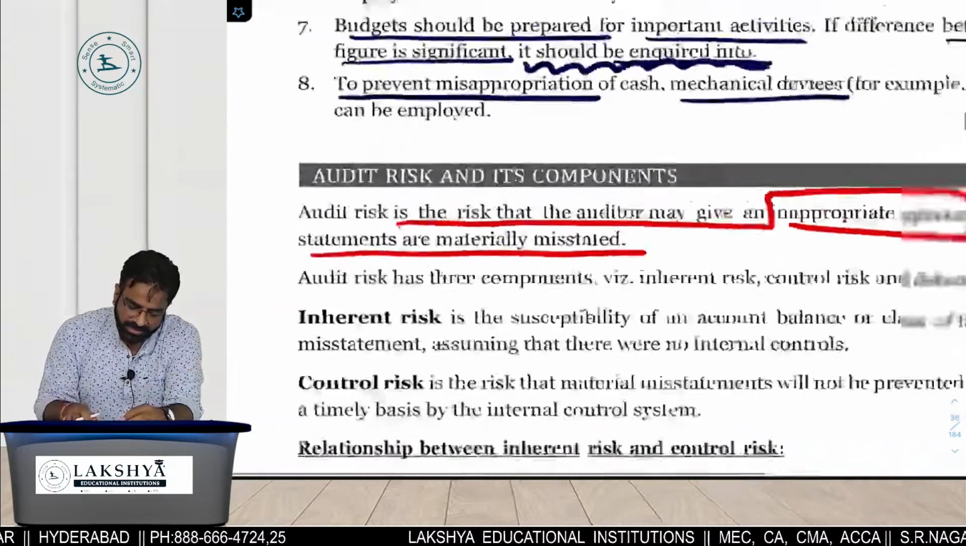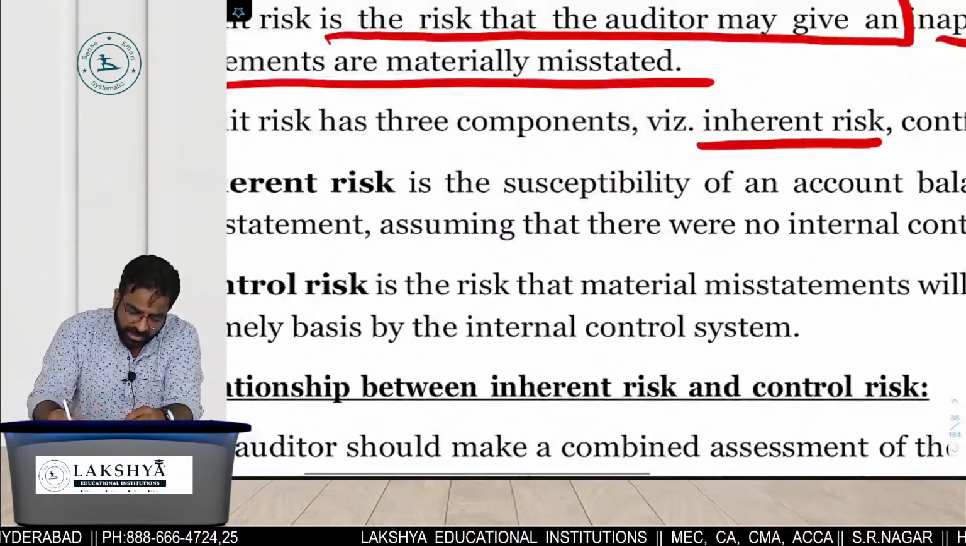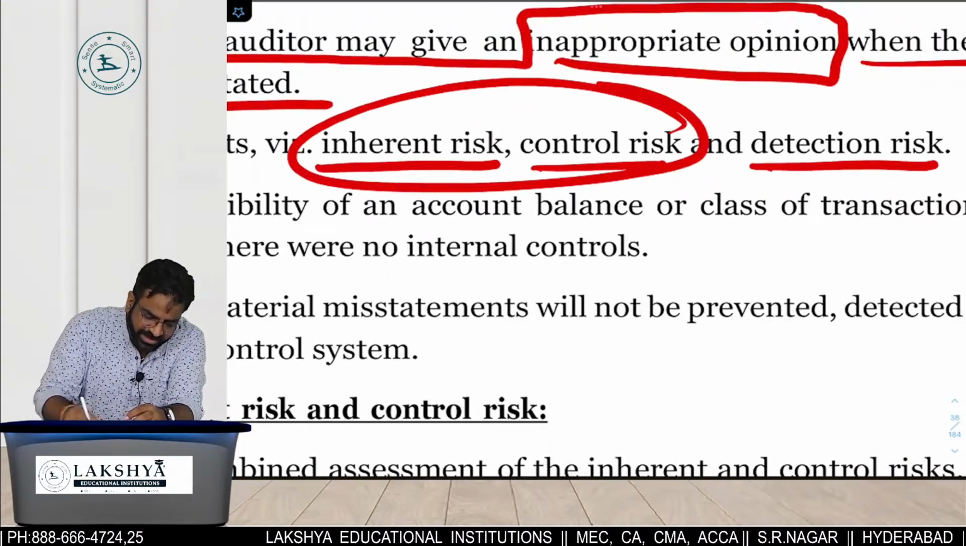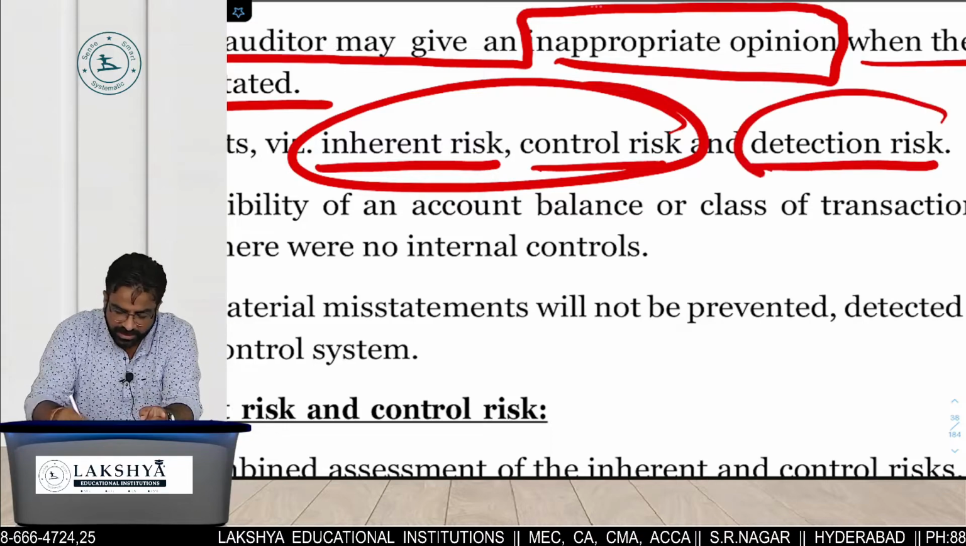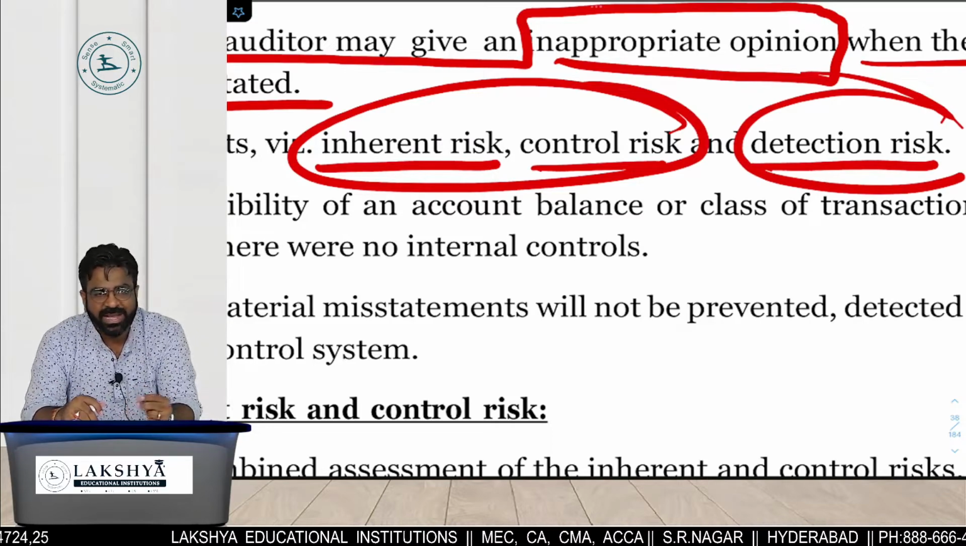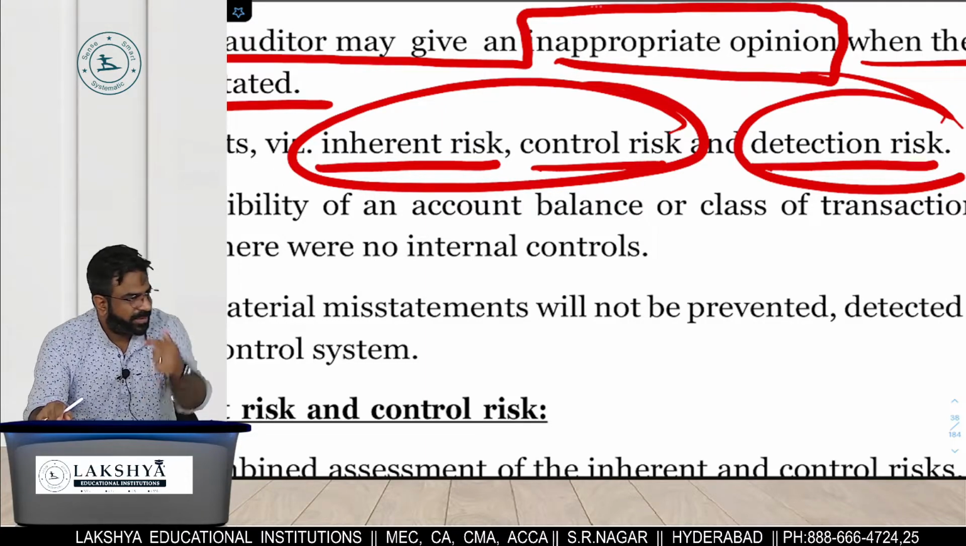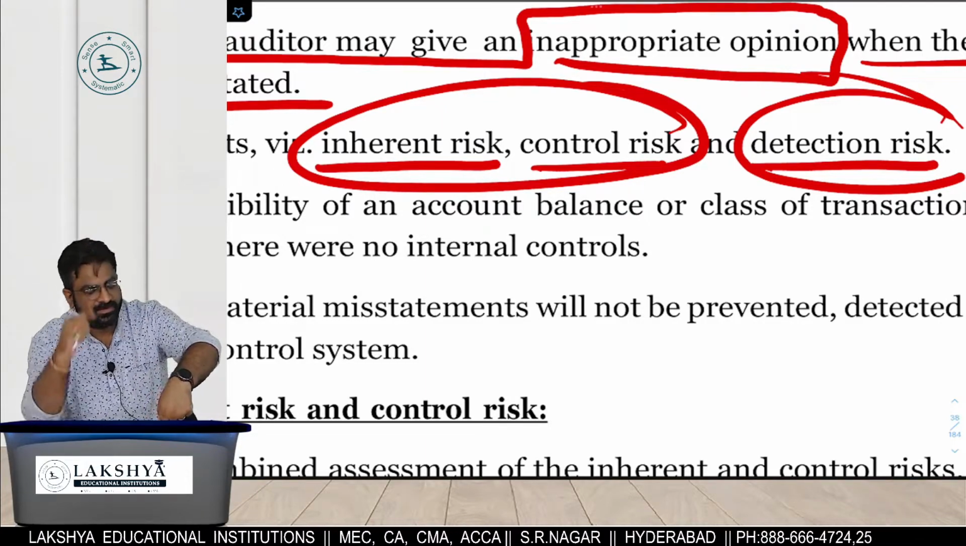Okay. Audit risk has 3 components. What are the 3? Inherent risk, control risk and detection risk. ये दोनों किसकी responsibility? Management. ये किसकी? Auditor. Higher the IR and CR, lower will be the DR. And lower the IR and CR, higher will be the DR.